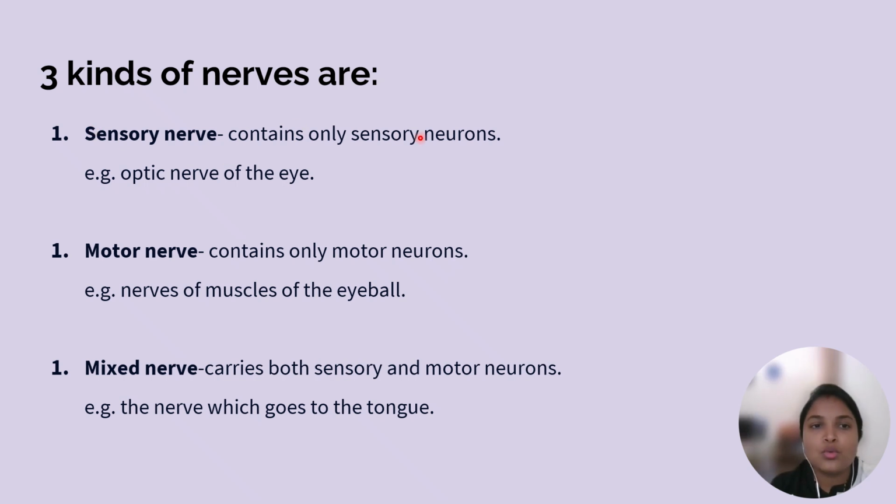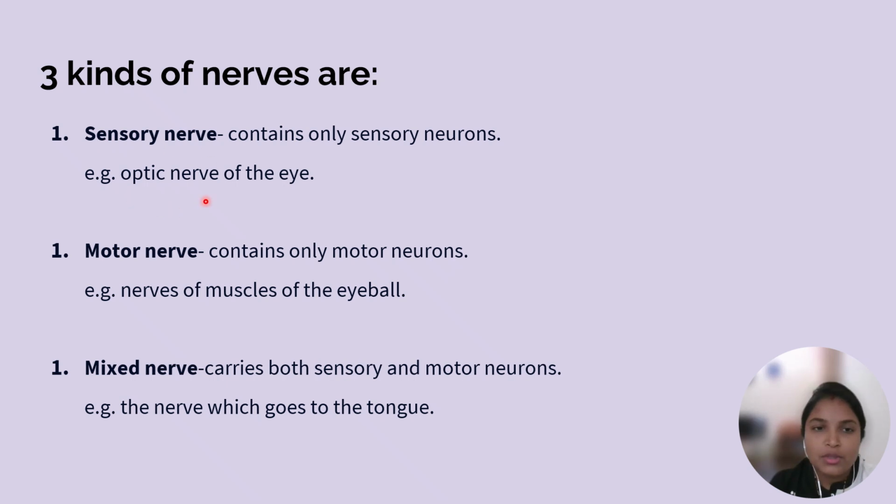Sensory nerve contains only the sensory neurons. Motor nerve contains only the motor neurons, and mixed nerve carries both sensory as well as motor neurons. So the nerve you saw in the last slide was the mixed nerve, consisting of sensory neurons and motor neurons. But we have another, the sensory nerve, that consists of only sensory neurons, and another, the motor nerve, that consists only of motor neurons.